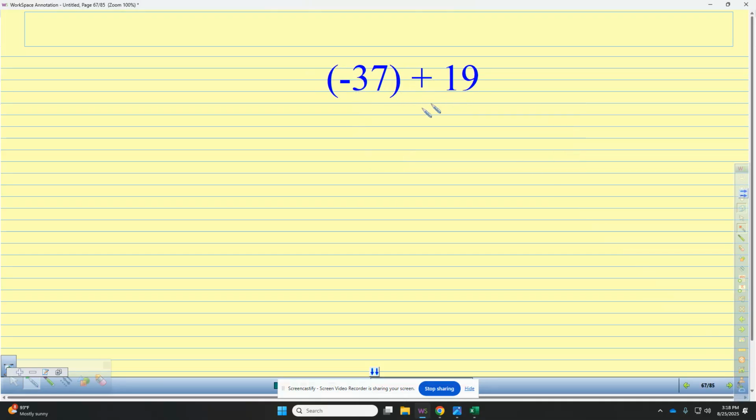Would you please write this problem down and attempt it? Pause the video and unpause it when you're ready to go over it. Again, you need to try on your own to practice these.